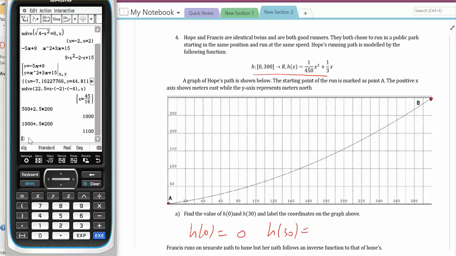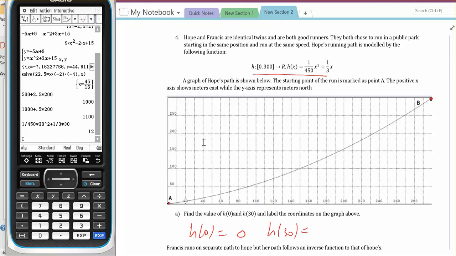H(30). So I need to use my calculator to find what it is. So I'm subbing in 30 in place of x. So 1 divided by 450 times 30 squared plus a third times 30 gives me 12. Okay, great.